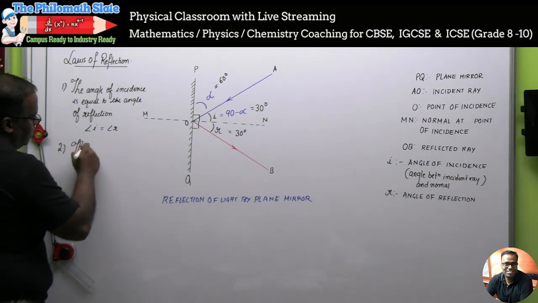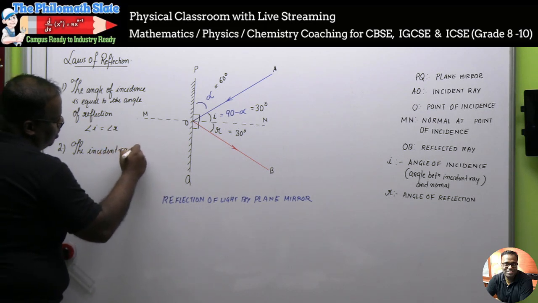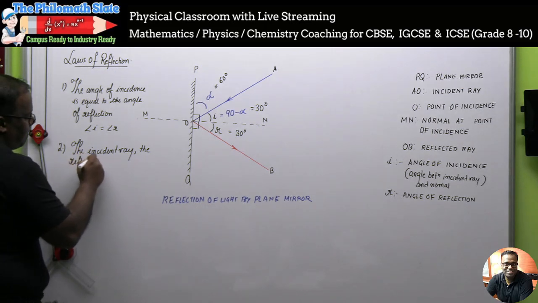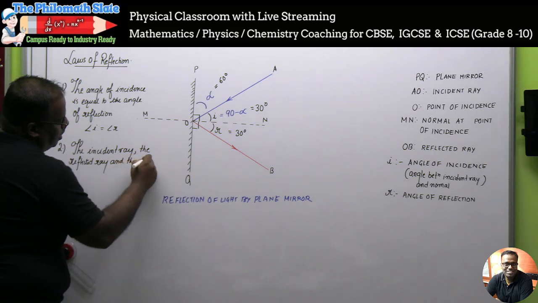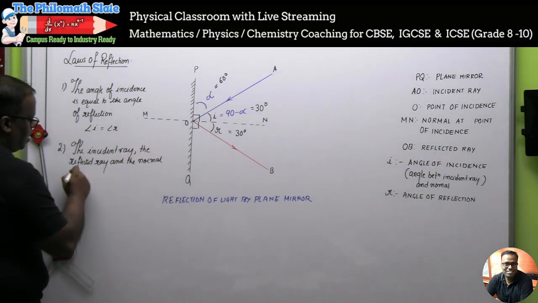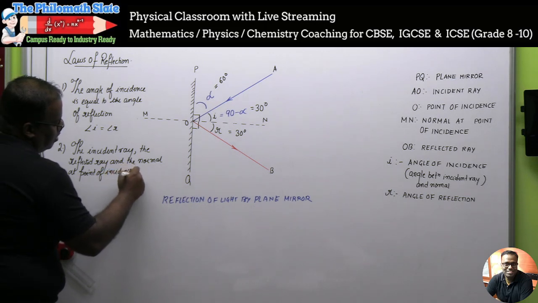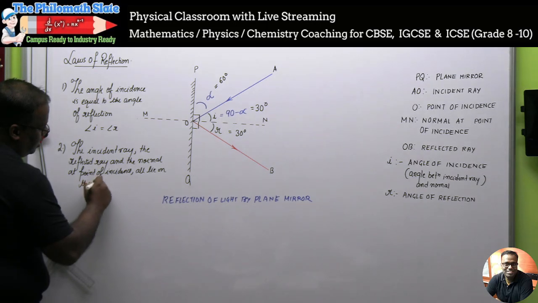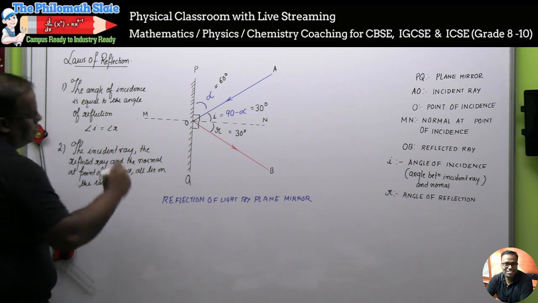The incident ray, the reflected ray and the normal at the point of incidence all lie on the same plane. First of all, you write it, then we'll understand. All lie on the same plane.